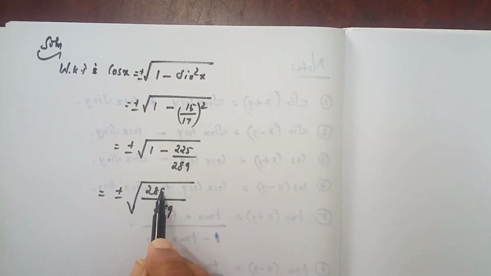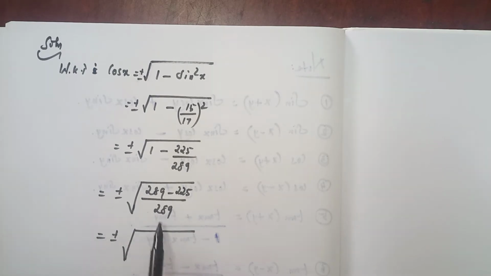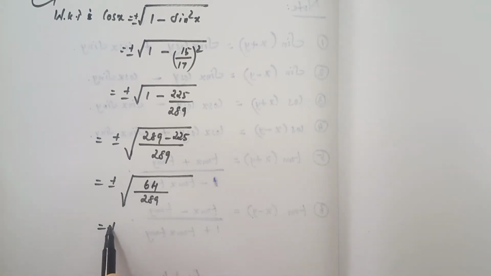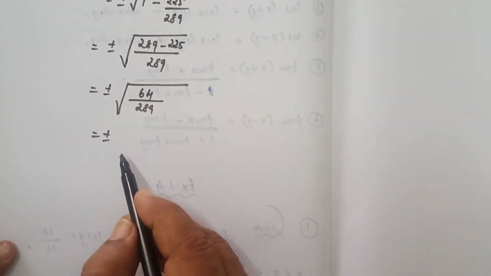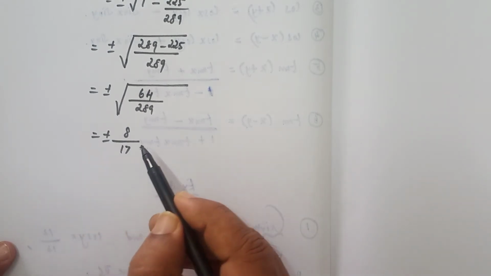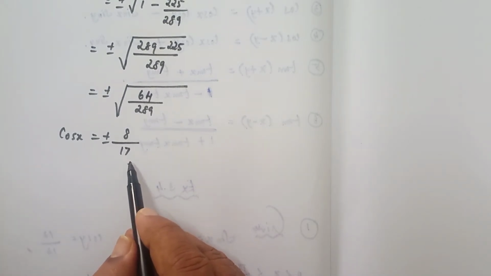In the numerator you will be writing 289 minus 225. That is equal to plus or minus square root of 289 minus 225, that is equal to 64 divided by 289, that is equal to plus or minus, 64 square root is 8 and 289 square root is 17, right? So we have two values of cos x, one is plus 8 by 17 and another one is minus 8 by 17.